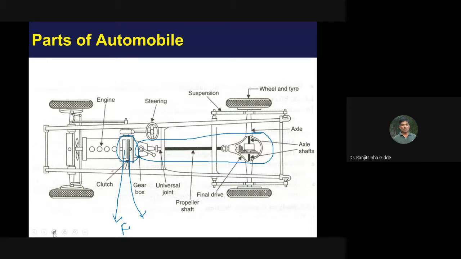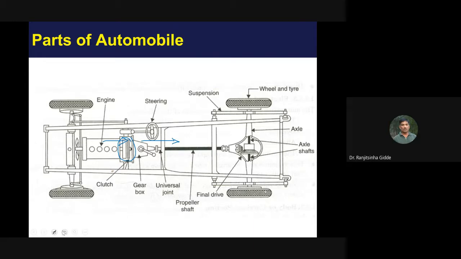Now as per requirement, we need to have one device which can disconnect engine power to the rest of the transmission system. So for that clutch is required. So to connect or disconnect, a coupling is required, and that coupling is nothing but the clutch. So this component is used.